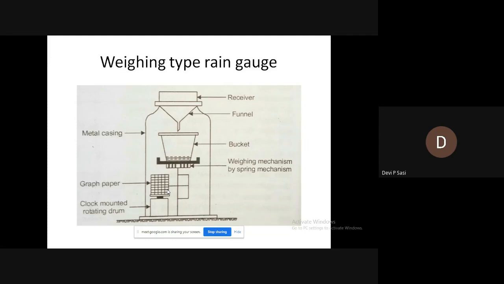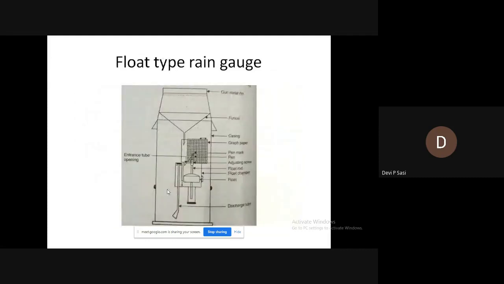Then the third type is the float type rain gauge. Again, the float type rain gauge consists of a funnel, and the funnel directs the water towards a float chamber. This is the float chamber. So this is a funnel, and the funnel directs the water towards a float chamber, and if the amount of water increases inside the float chamber, the float rises.